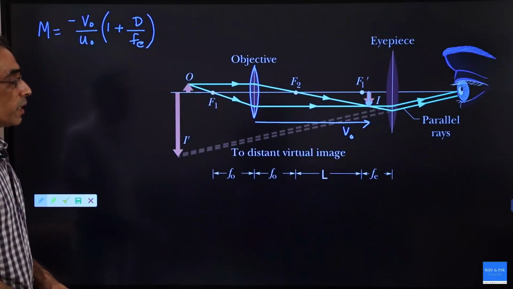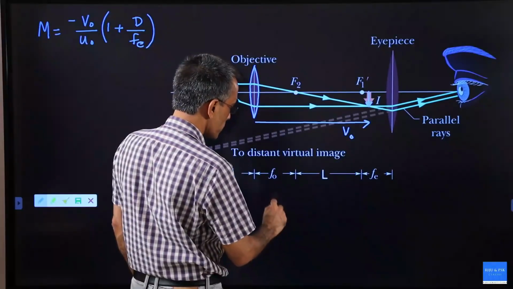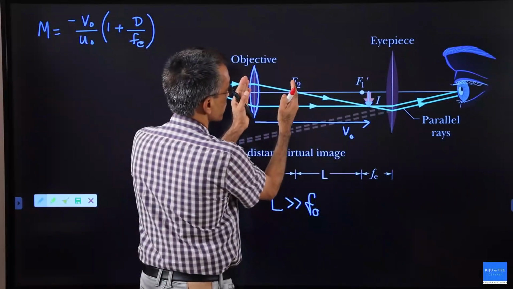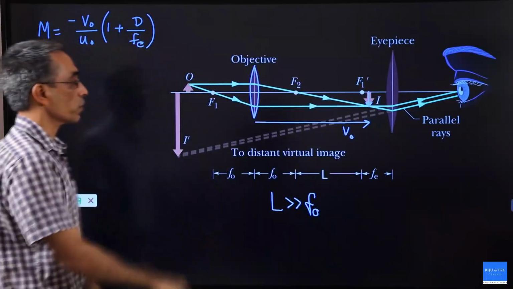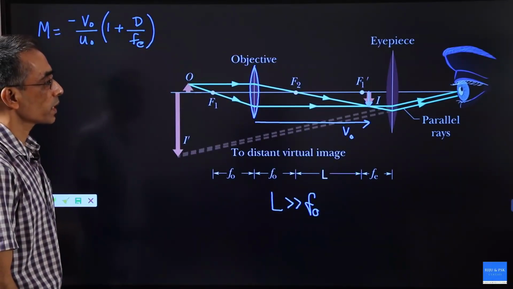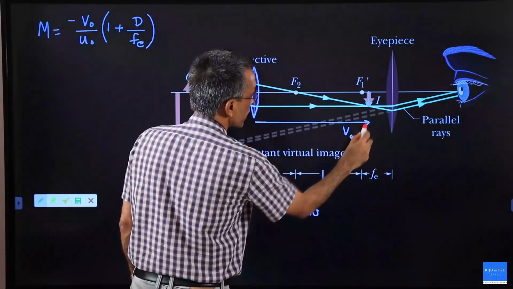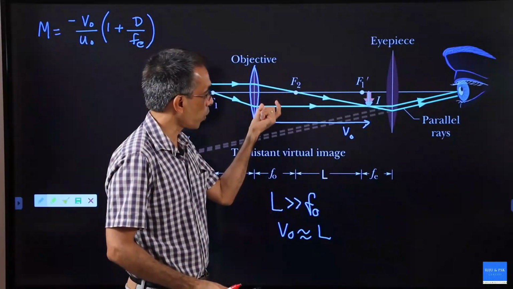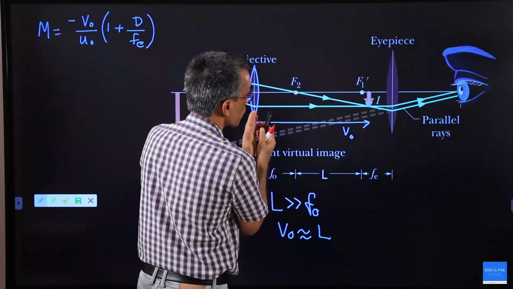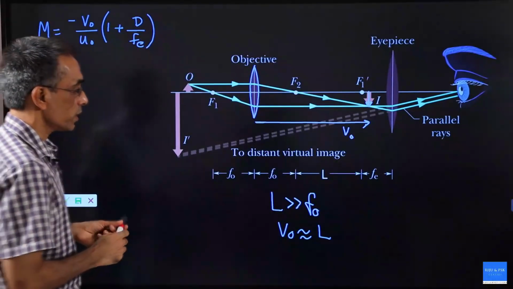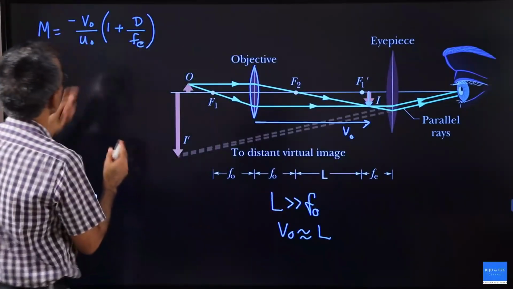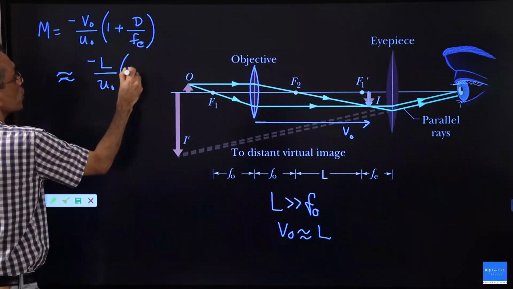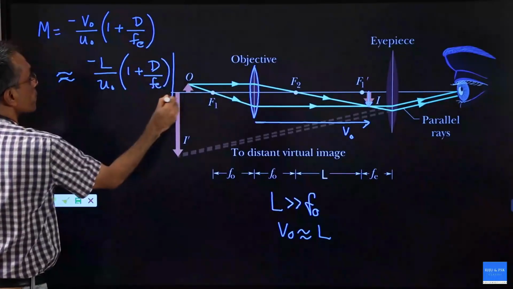Normally, in practical microscopes, L will be much greater than the focal length of the objective. That means this distance will be small and the length will be large. Therefore, this VO is approximately equal to L in this diagram. Watch out. If FO is negligible, then the distance VO will become L. So, NCERT takes this as approximately equal to minus L by UO into 1 plus D by FE.